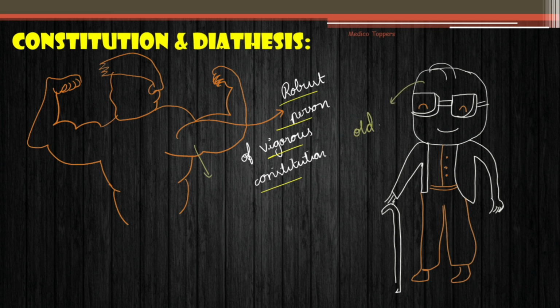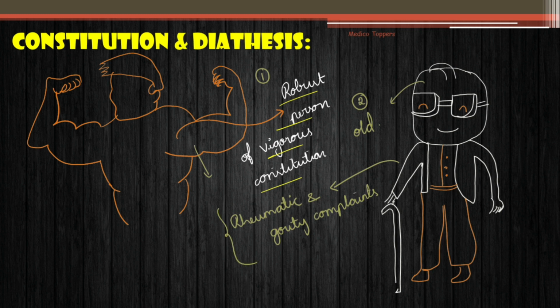So these are the two important constitutions of Colchicum. One is a robust person of vigorous constitution and another one is diseases of old people. Try to remember both the faces of my uncle. This is more important. And as he became very aged, he was subjected to all the rheumatic and gouty issues. So that became his diathesis. Diathesis is nothing but a hereditary or constitutional predisposition to a disease. So this is all regarding the constitution and diathesis of Colchicum.